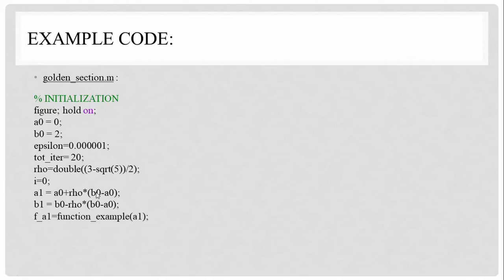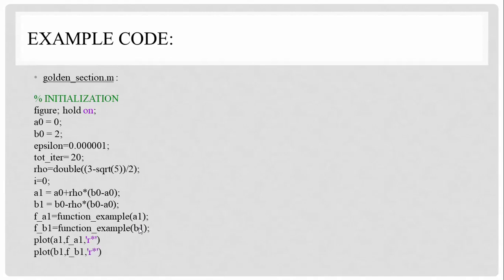This is the function example which we can take in the MATLAB script. f of a1 is f of this new value which you have taken, and then we will also calculate f of b1, and we will plot these two points in a graph with a red line indicating a star. Okay, so yeah, that's the code.